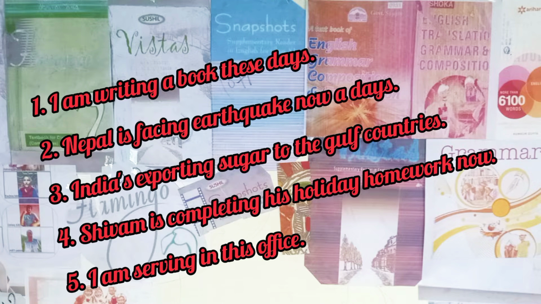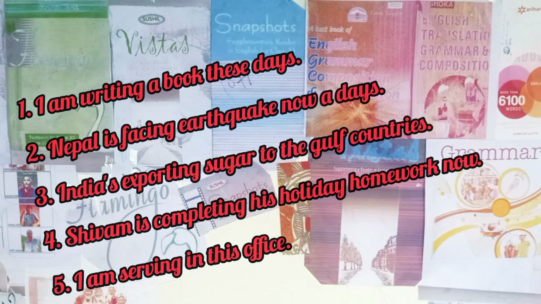Okay, India is exporting sugar to the Gulf countries. Exporting sugar to the Gulf countries कर रही है, but presently जिस वक्त मैं आपसे बात कर रहा हूं अभी हो रही है कि नहीं हो रही, I don't know, right. Shivam is completing his study, right, holiday homework now. अब कर रहा है, अब कंप्लीट कर रहा है. Okay, I am serving in this office, I am serving in this office. These are something, right, which is a kind of action in progress but not necessarily at the time of speaking.